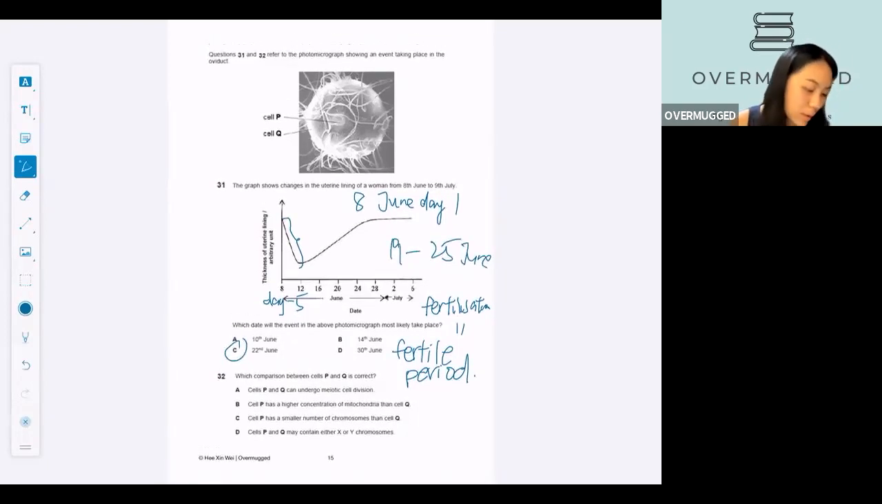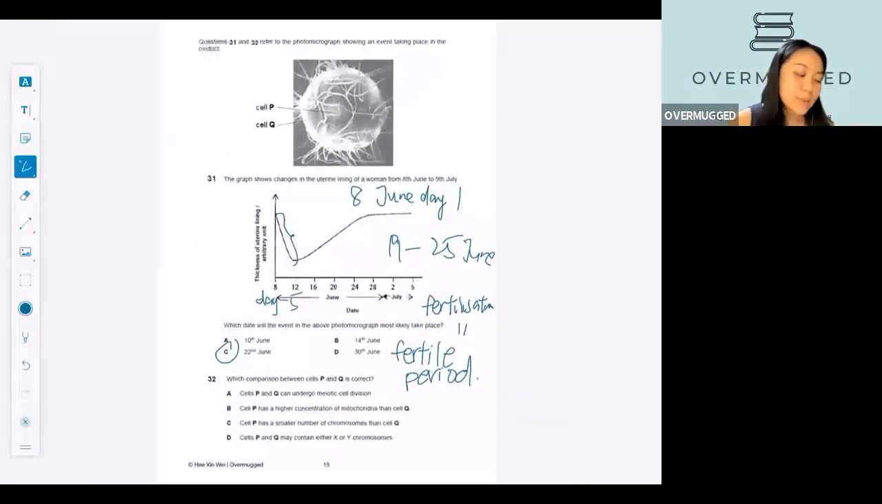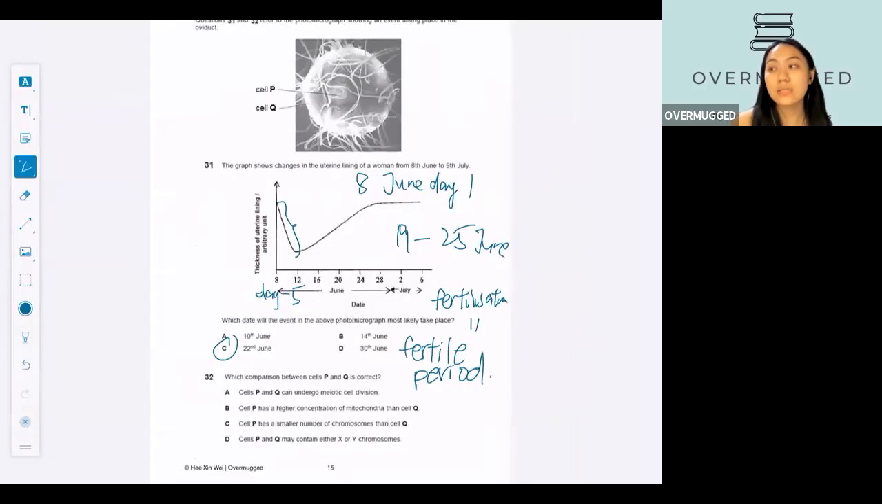Okay, 32. Which is the correct comparison between cell P and cell Q? You have to refer to the diagram. Cell P should be the sperm and cell Q should be the egg, like the picture. But in general, which one of these is correct? Cell P and Q can undergo meiotic cell division. This is wrong. It's a bit tricky because of the grammar, but cell P and Q are products of meiotic cell division. They cannot undergo meiotic cell division anymore, because they already have half the number of chromosomes. So A is wrong.